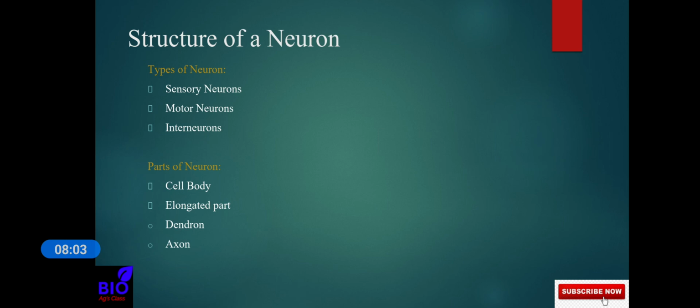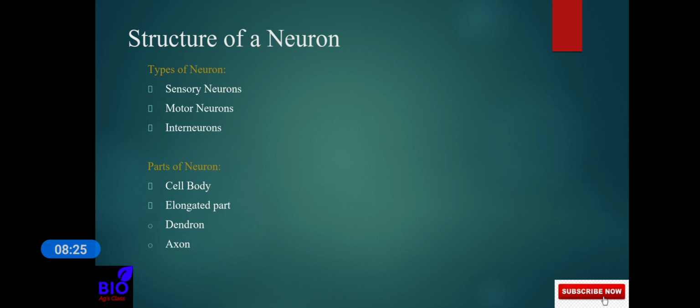They are pseudo unipolar in structure. That means totally confusing structures. Pseudo means they are not actually real. So what is the function of these sensory neurons?